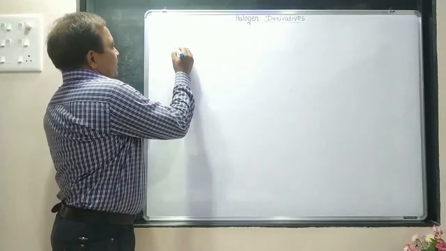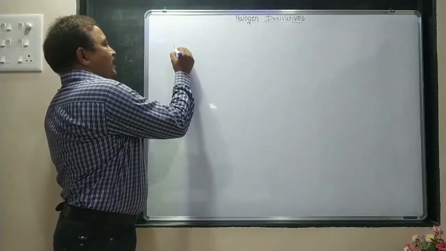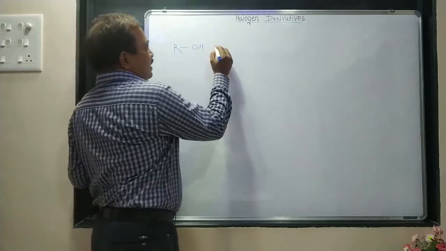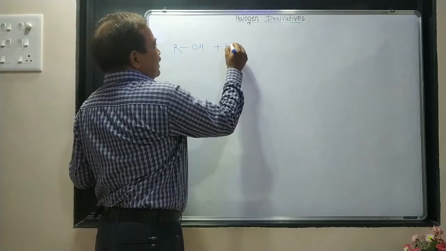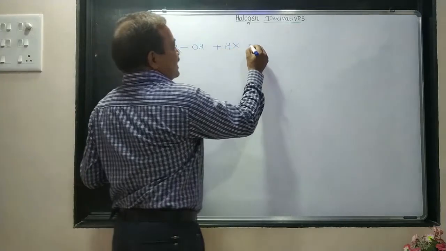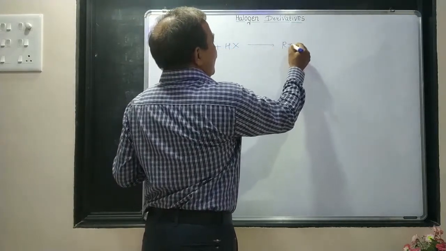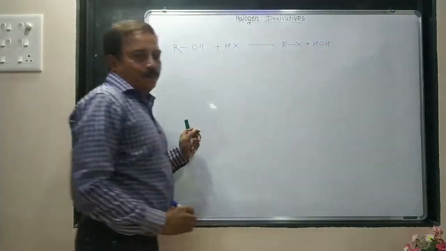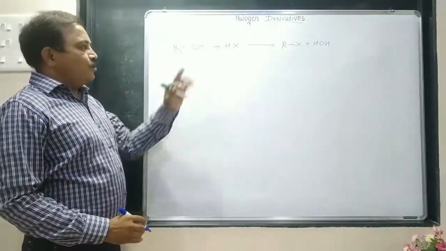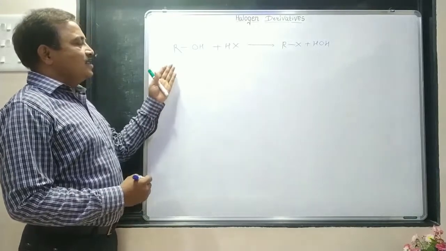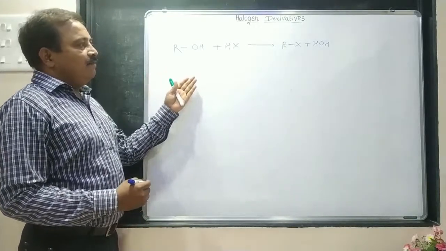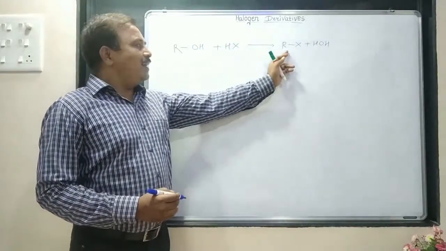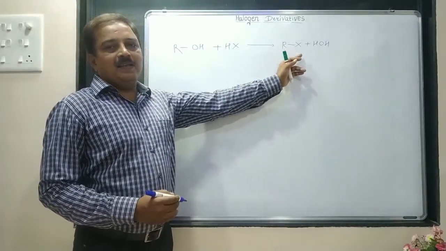Here the first reaction we will try to understand is, suppose ROH is there. I can convert this ROH by using HX to RX, and HOH will form. So this is a general reaction. Now we will try to prepare alkyl chloride, alkyl bromide as well as alkyl iodide.